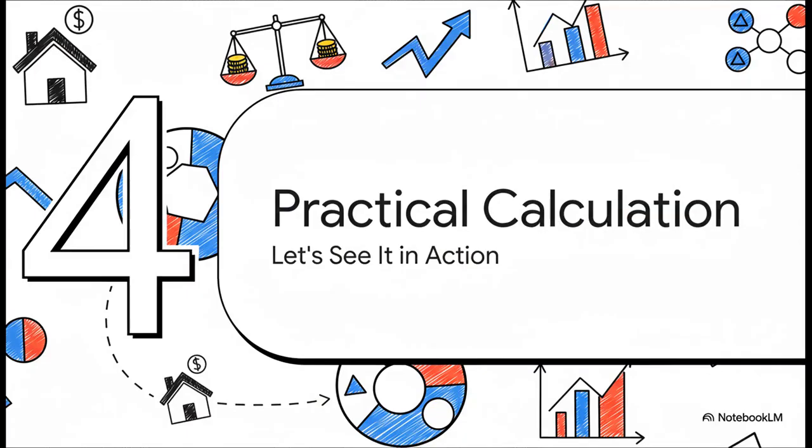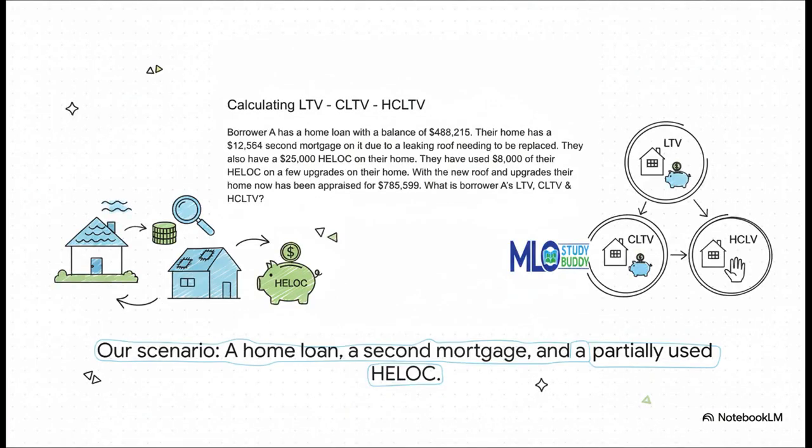Simple as that. All right, enough with the definitions. I think the best way to really get this stuff is to see the math play out. So let's run through a practical example and calculate all three of these ratios for a homeowner. Okay, here's our scenario. We've got a borrower with a primary mortgage of $488,215. They also took out a second mortgage for $12,564, and they have a HELOC with a total limit of $25,000, but they've only used $8,000 of it. After some upgrades, their home's new appraised value is $785,599.